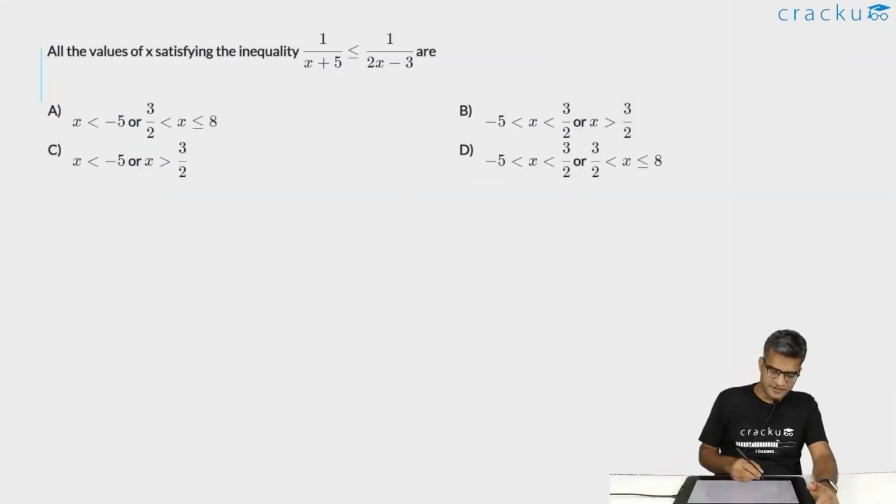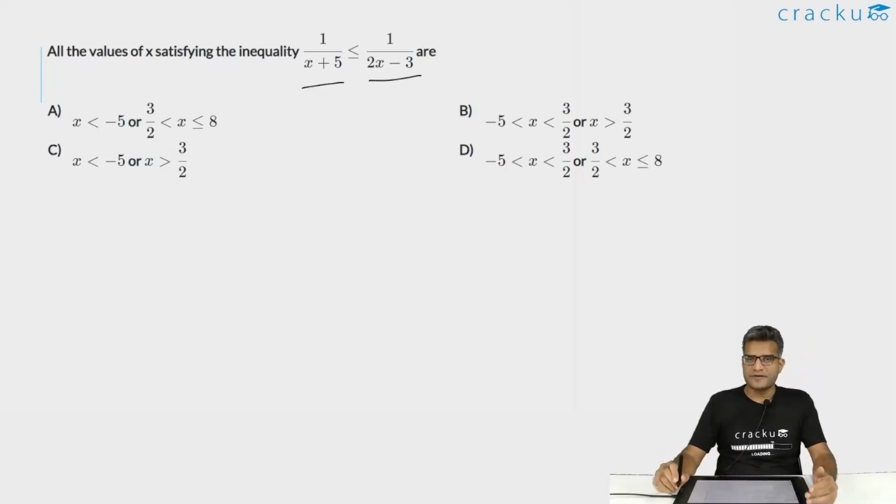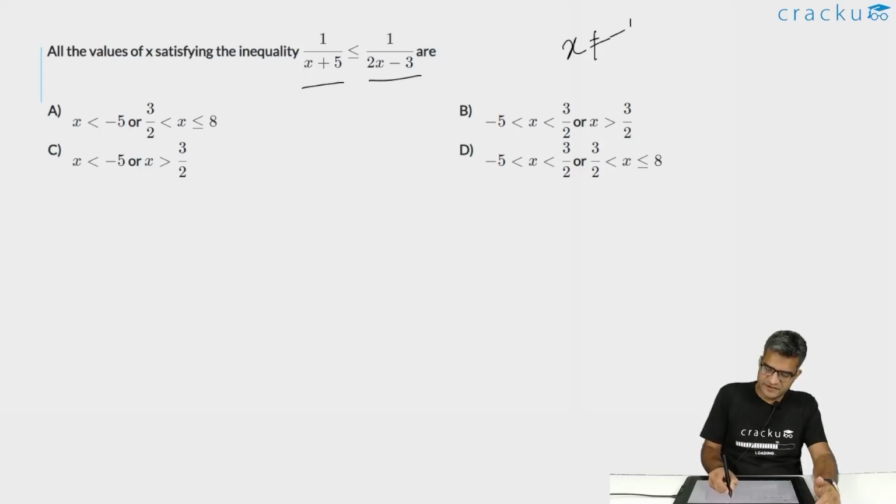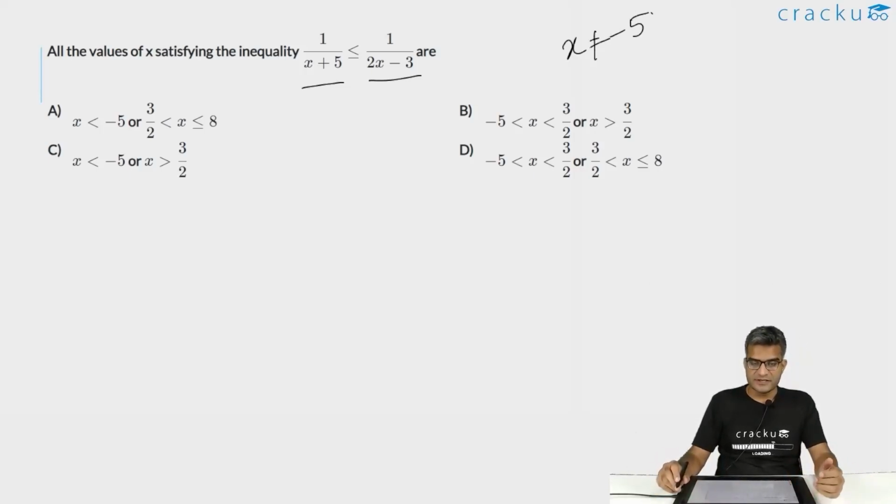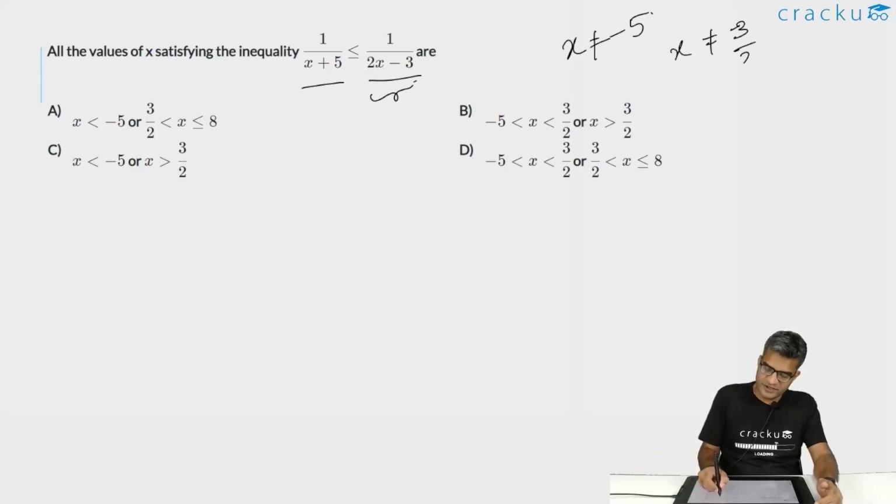In this question, we are asked to calculate the values of x which satisfy the inequality 1 by x plus 5 is less than or equal to 1 by 2x minus 3. This is an inequality because x plus 5 is in the denominator, x cannot be equal to minus 5 because then x plus 5 will be 0 and we'll have 0 in the denominator. Similarly, 2x minus 3 cannot be equal to 0, so x cannot be equal to 3 by 2.